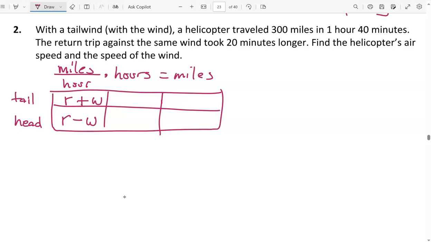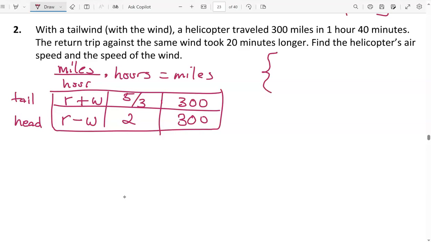With the tailwind, the helicopter traveled 300 miles in 1 hour and 40 minutes. That's 1 2/3, which can be written as an improper fraction 5/3. And then the return trip against the same wind took 20 minutes longer. So the return trip was the same distance, and if it took 20 minutes longer, that would be a total of 2 hours.